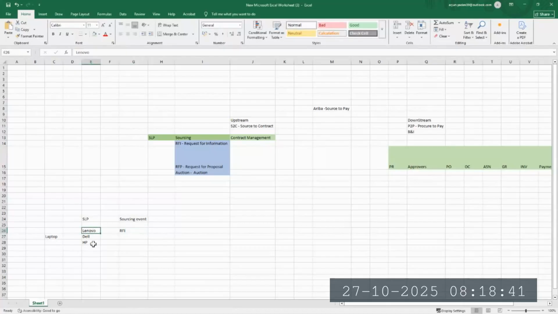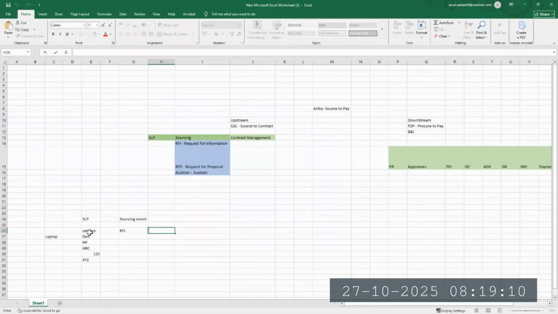Again, let's say we have another supplier called ABC. We also have supplier 1, 2, 3, and we also have supplier XYZ. In the request for information, he will invite all the 6 suppliers and he will ask them to provide the RFI information. That is, he will be requesting suppliers to provide information on the laptop for his business requirement.